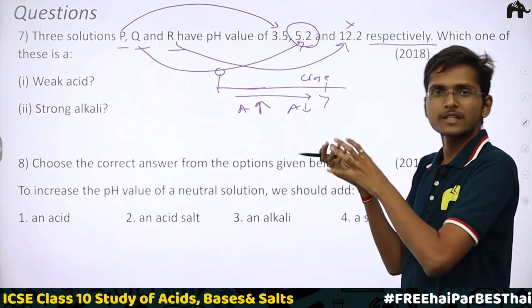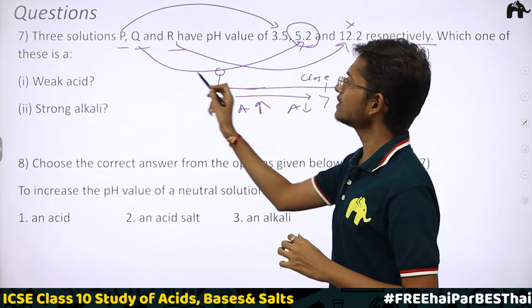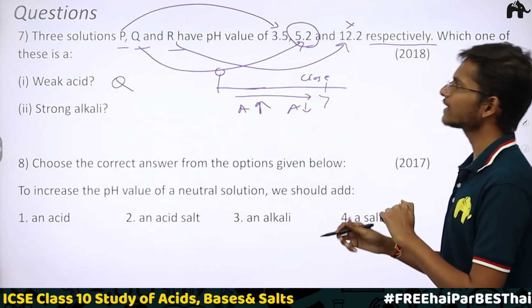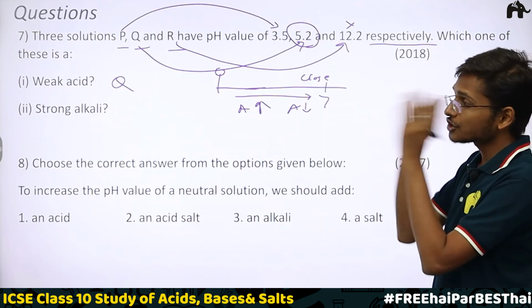You have to just apply the concept which we have learned so far. So which is it? Q. Now second is strong alkali. No doubt 3.5 and 5.2 cannot be our alkalis, and they are asking for a strong alkali.